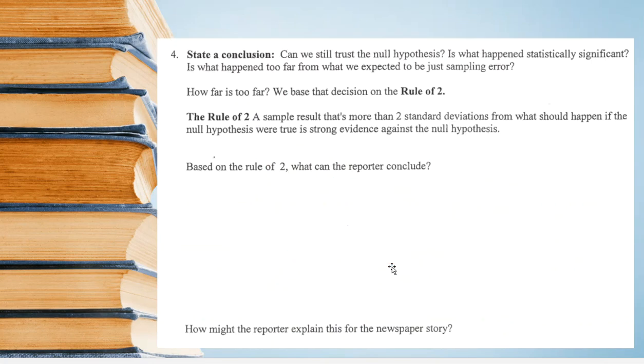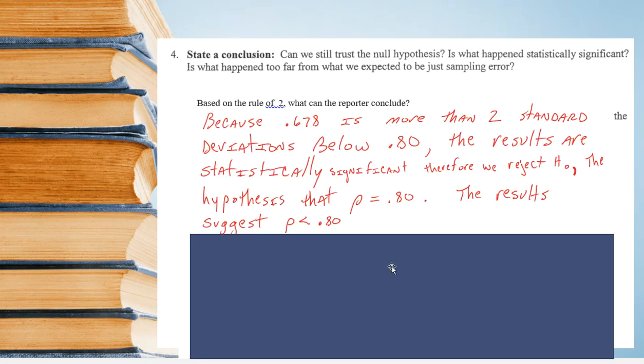So now it's time for us to state our conclusion. What do we think now that we see the z-score? Do we believe the null? Should we reject the null? Or should we fail to reject the null? Because 0.678 is more than 2 standard deviations below 0.80, the results are statistically significant. So we're going to reject the null hypothesis, and we are going to go with our alternative hypothesis that states less than 80%.